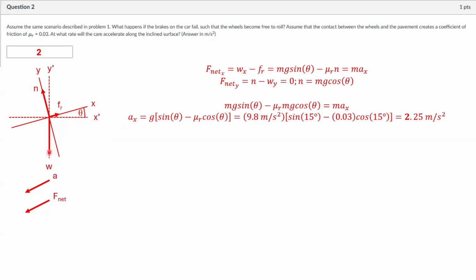My x component would be down here. My x component is opposite the angle, so it must be weight times the sine of theta. So mg sine theta, that's just wx.